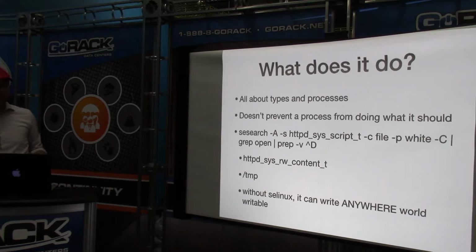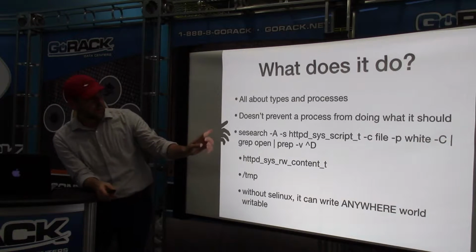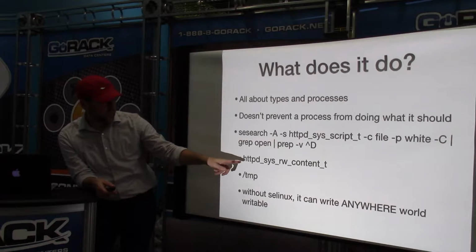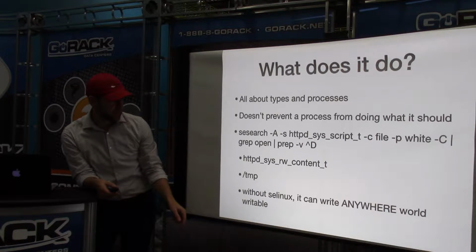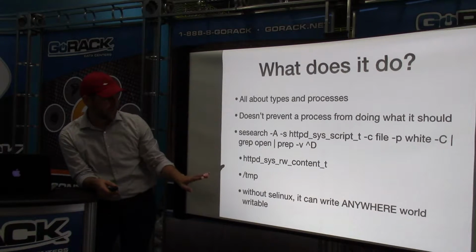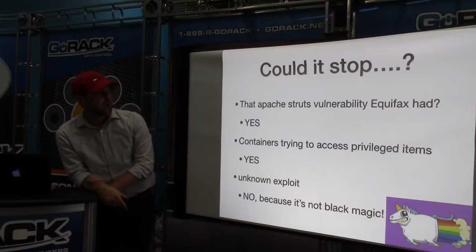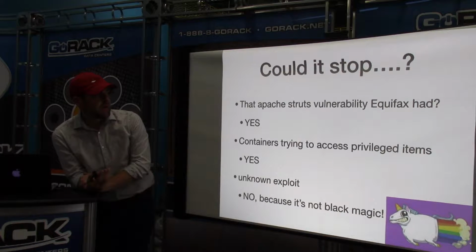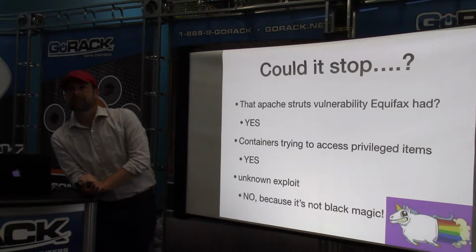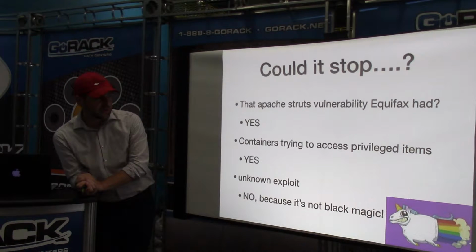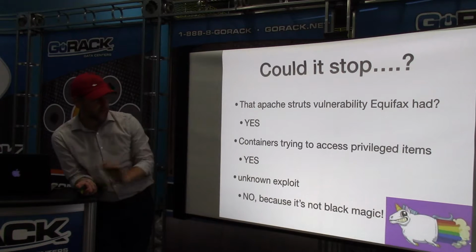SELinux prevents that. In this case, when we have Apache secured like that, it's only going to run content with this label. So if something is in temp, without SELinux, basically it could write anywhere on the file system. So SELinux can stop things like that Apache Struts vulnerability that Equifax had. With SELinux enabled, it would have prevented that. Containers trying to access privileged items, yes, but with an exception.